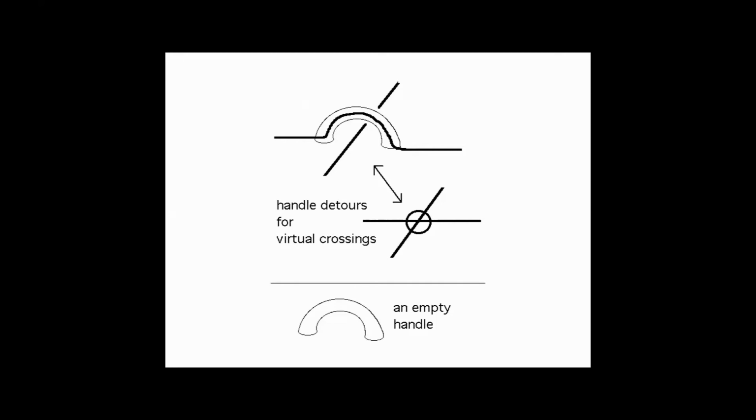And as I said, another way to get to a surface is to think of drawing a handle that lets the virtual crossing detour. This does not always give you the least genus surface, but it is a way to, in a well-defined way, go up to a surface that corresponds to your virtual knot.